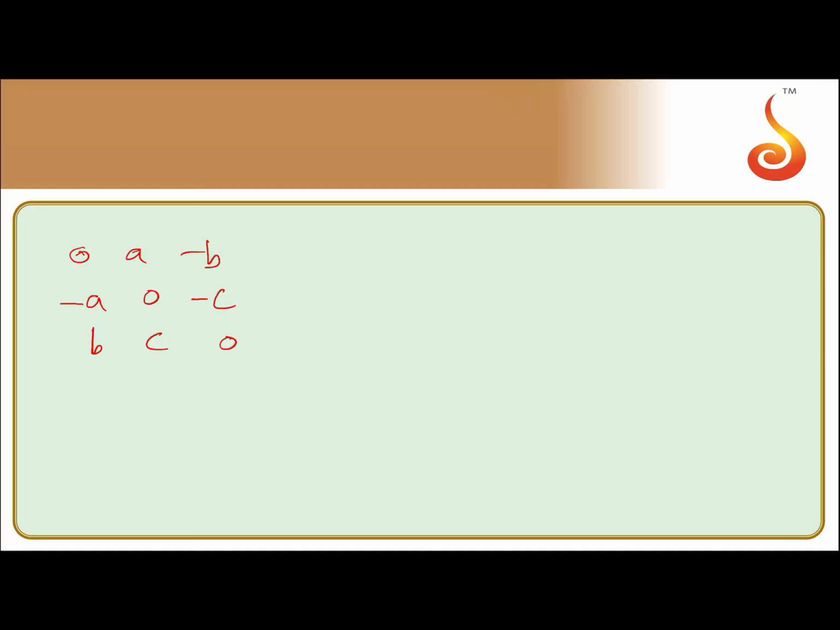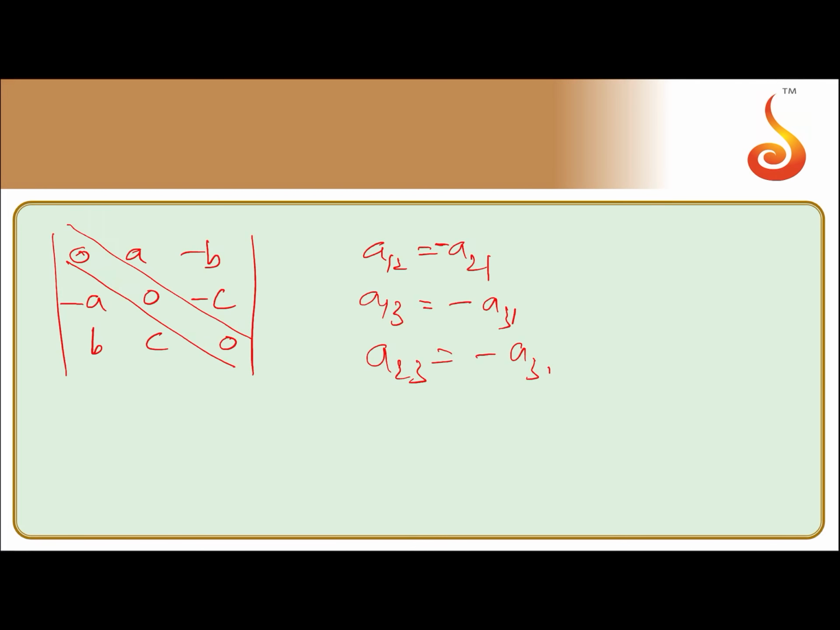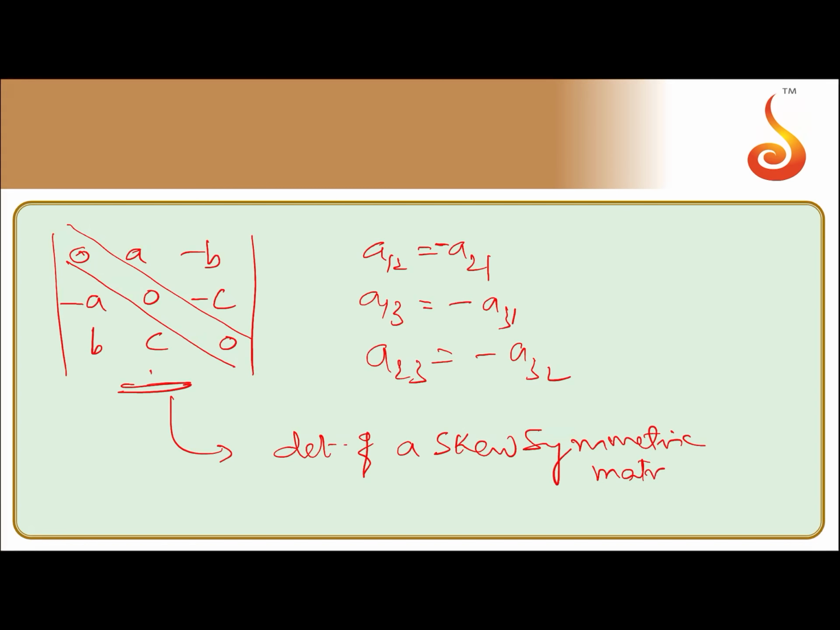Clearly observe that in this determinant of a square matrix, the diagonal elements are zeros. At the same time, the a12 element is equal to minus the a21 element, a13 equals minus a31, and a23 is minus a32. So the given matrix is actually a skew symmetric matrix, and this is of odd order.